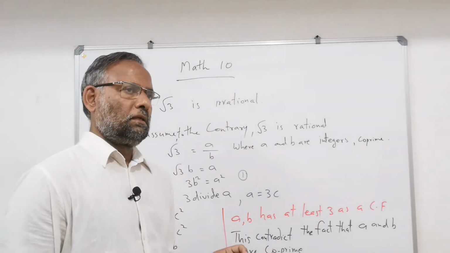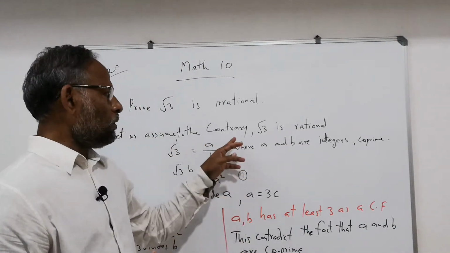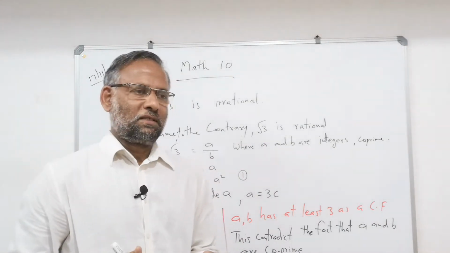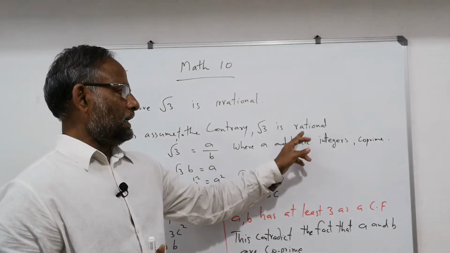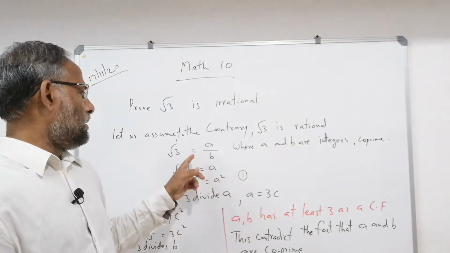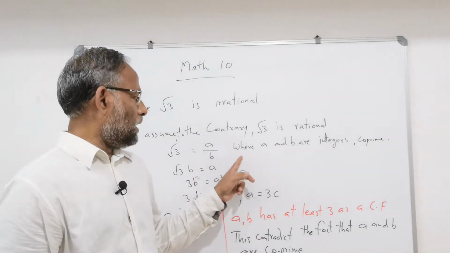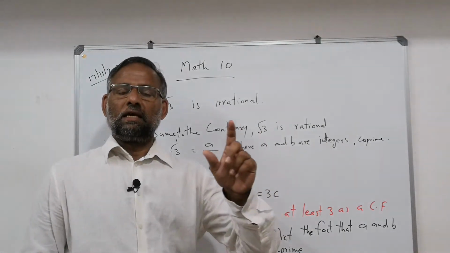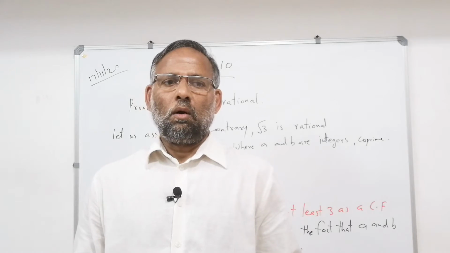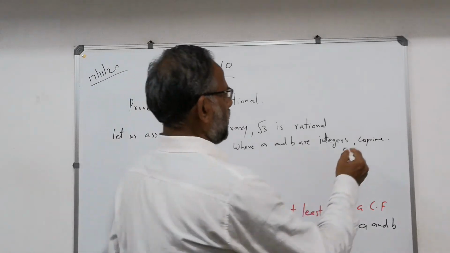Now listen here. Let us assume to the contrary. Look here, we have to prove root 3 is irrational. We are assuming that root 3 is rational. Okay? If it is rational, root 3 is equal to A by B, where A and B are integers and co-prime. There is no common factor; underline that they are co-prime.